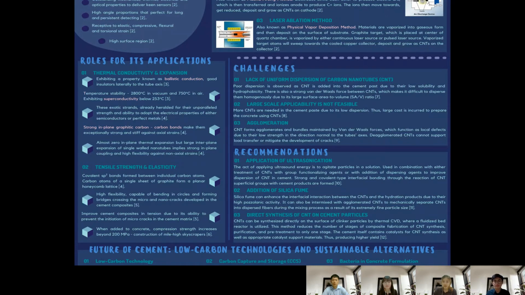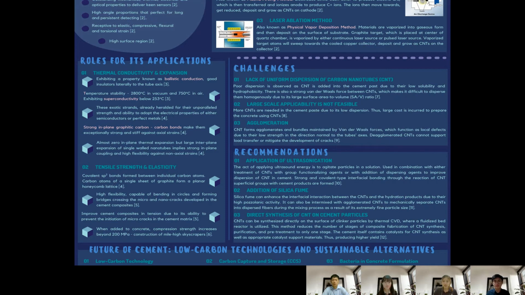The poor dispersion is a result of the large surface area to volume ratio of CNT, where there are strong van der Waals forces between CNTs that make it difficult for them to disperse homogeneously. Next, as CNT is added into cement paste to overcome its brittle nature, large cost is incurred to prepare the concrete using CNTs. Due to the low dispersion of CNT, more CNT is needed in the cement paste and thus increases the cost. Due to the van der Waals forces, CNT tend to form agglomerates and bundles.